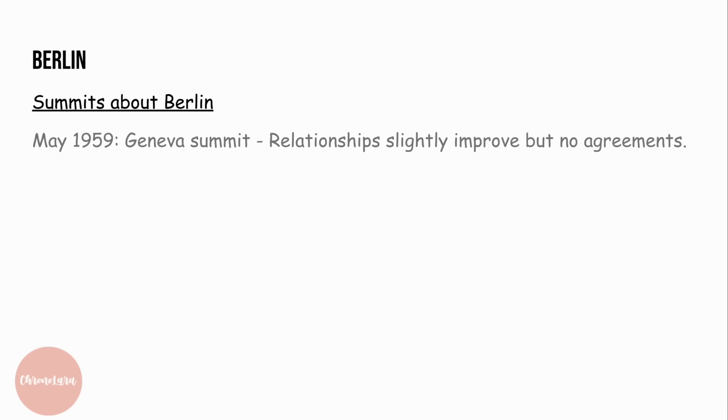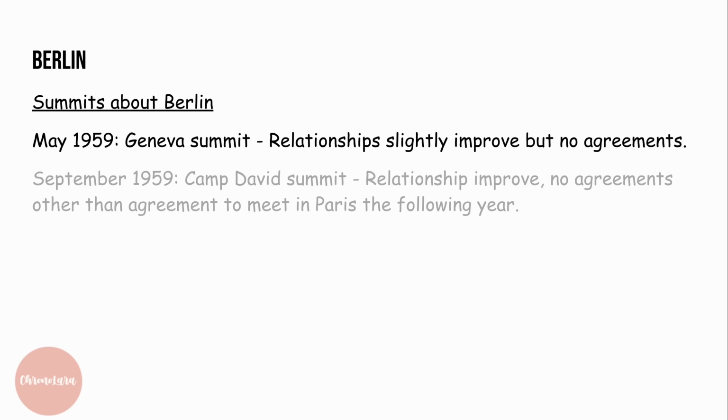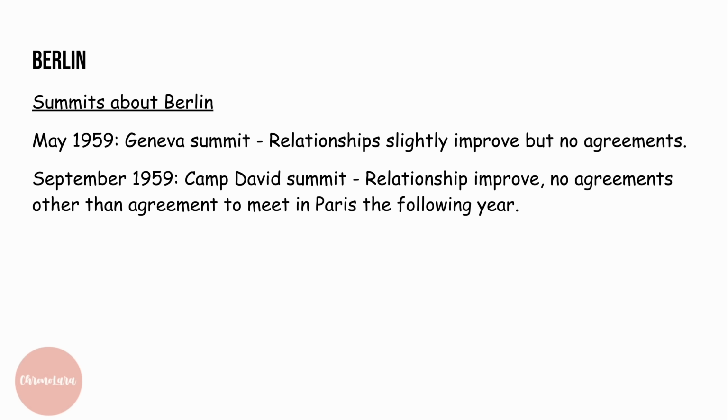Summits about Berlin. You've got 4 summits. First one, May 1959, the Geneva Summit. Relationships slightly improve between Khrushchev and Eisenhower. However, they have no agreements. Later, they meet at Camp David in Washington in September 1959. Khrushchev quotes that he went with an open heart and good intentions. He's seen enjoying the Hollywood culture and eating hot dogs. Relationships improve, however, they have no agreements other than to meet in Paris the following year.